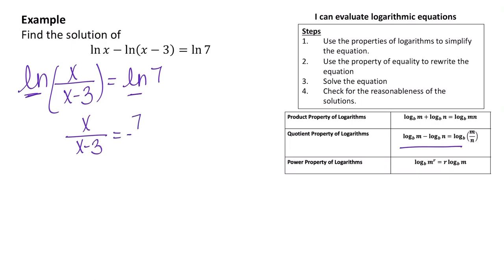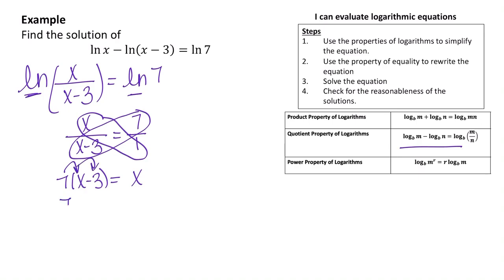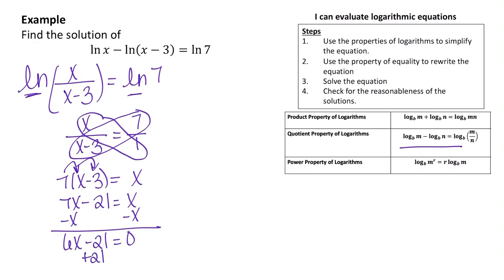And I'm going to set this up as a proportion, so I'm going to put this 7 over 1. So I'm going to go ahead and cross multiply. And when I do that, I get 7 times x minus 3 equals 1 times x, which is x. So I'm going to go ahead and distribute this 7. So I have 7x minus 21 equals x. And now I'm going to subtract x from both sides to work on solving for x. So that gives me 7x minus x, which is 6x minus 21 equals 0. Now I'm going to add 21 to both sides. So when I do that, I get 6x equals 21.